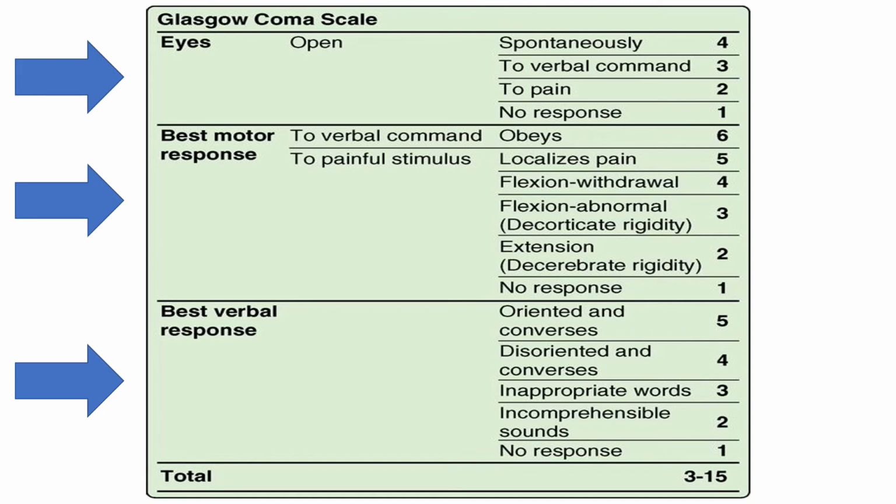Now, one last thing to remember about the Glasgow Coma Scale, for total GCS scores of 8 or less, this is considered a coma. And in those cases, we should strongly consider mechanical ventilation and an external ventricular drain for ICP monitoring if those aren't already in place.